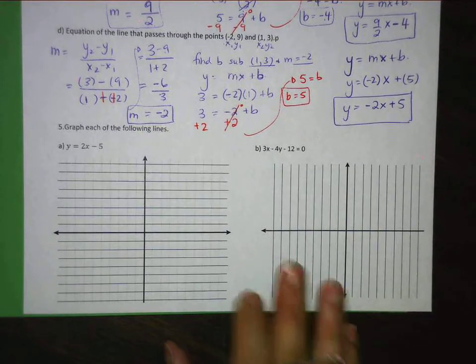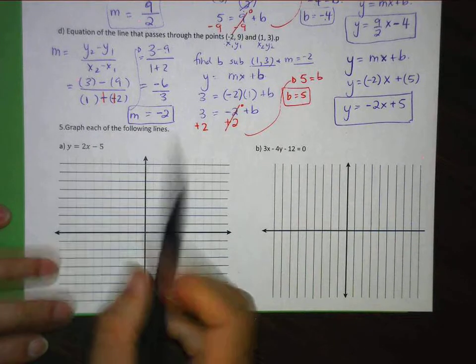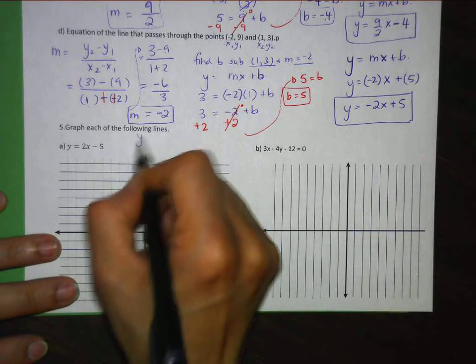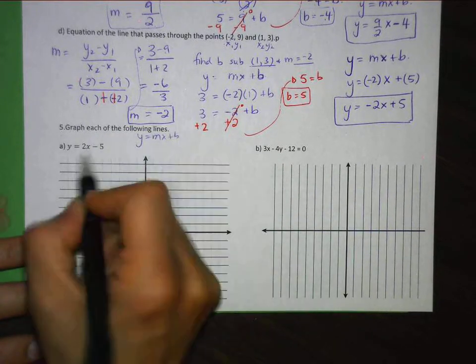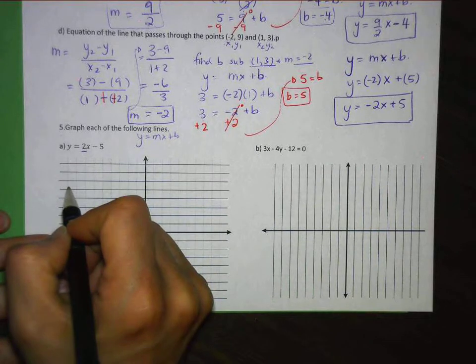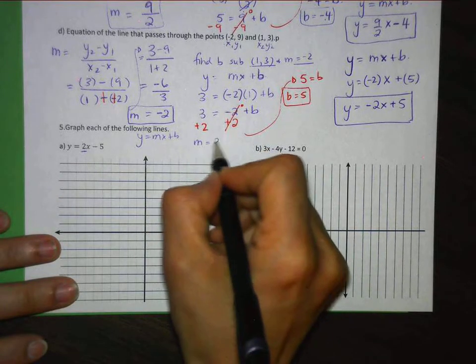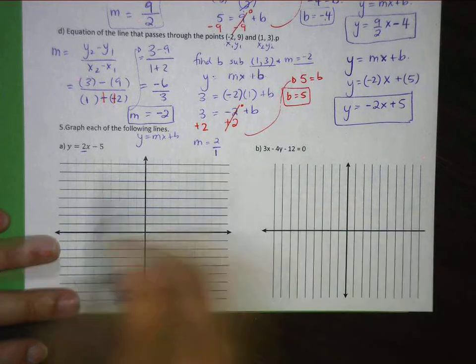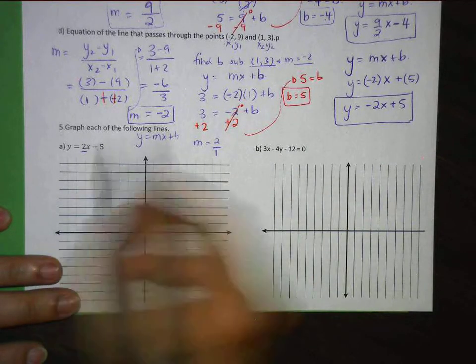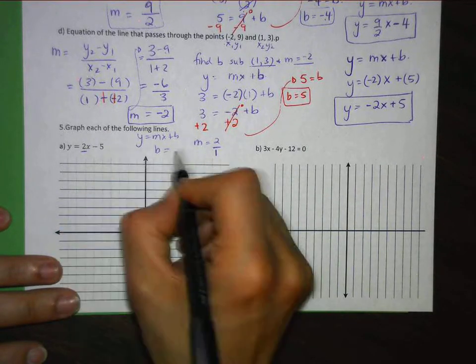All right, last two graphing questions. They asked me to graph. I like graphing y equals mx plus b. So I'm going to look at that. That means my slope is 2, but I need to give it a run. That's going to be 1. And my b is my starting point. It's going to be negative 5.